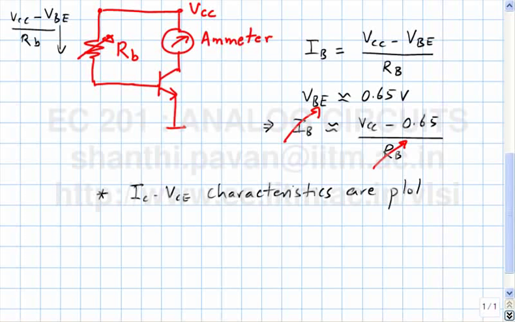So, IC VCE characteristics are plotted for various values of IB. Whereas when you have a MOSFET, the ID versus VDS characteristics are plotted for various values of VGS. The legitimate question, and the whole reason behind this discussion, is: when you pick up a bipolar transistor data sheet, why are the curves shown for different values of IB, whereas for the MOS transistor they are shown for VGS? This is the reason. Does that make sense?